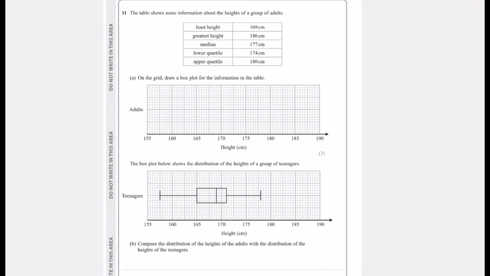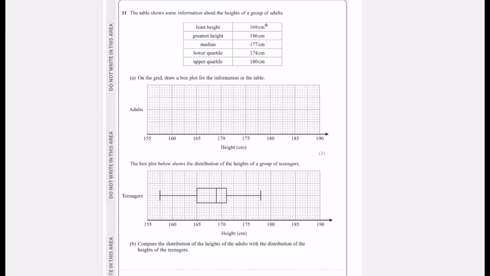Question 11. The table shows some information about the heights of a group of adults. And we're going to draw a box plot. We've got the lowest, the biggest, the median, the lower quartile, and the upper quartile. That is exactly the information we need. And we need to be careful with the scale. It's going up in every 2 is 1. So every 2 little boxes represents 1.